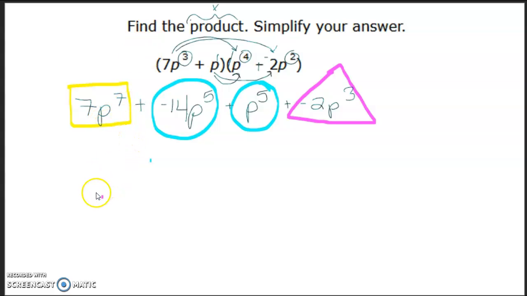All right, so let's go ahead. So we have 7p to the seventh. Now, this time we are adding. So when we add, we don't change the variable. That's going to stay p to the fifth.